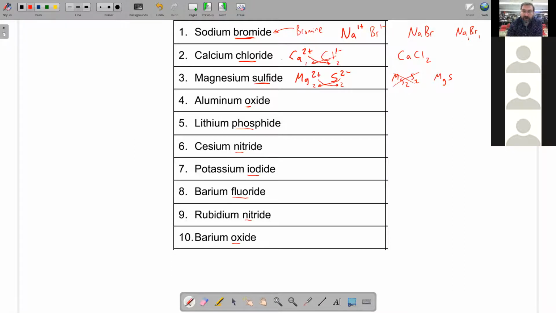Aluminum oxide, I think was in, yeah, that was an example earlier. But, ooh, I lost my mouse.